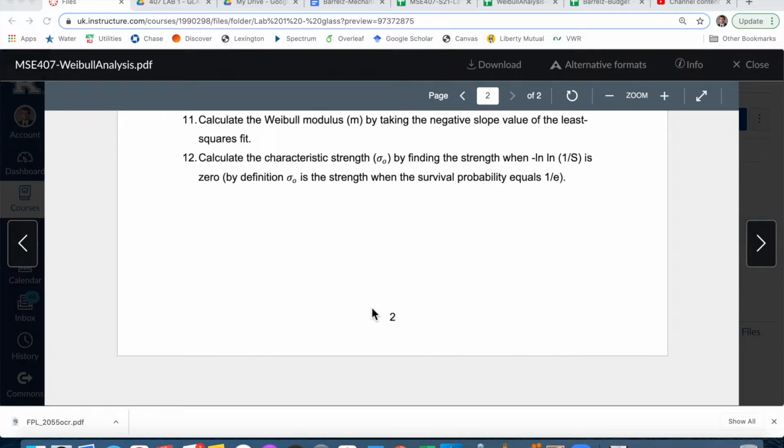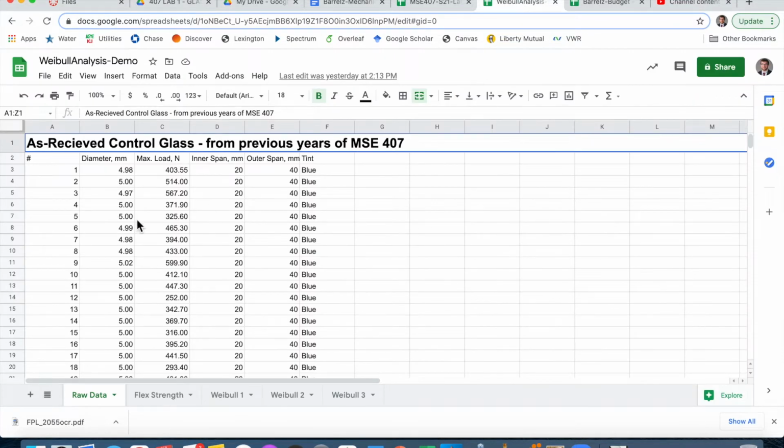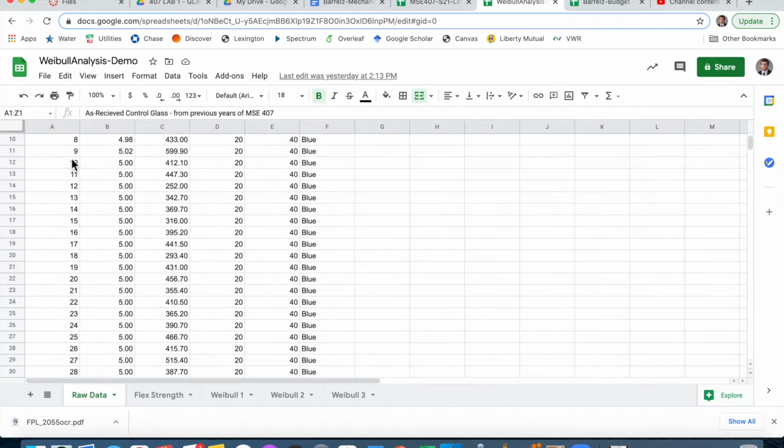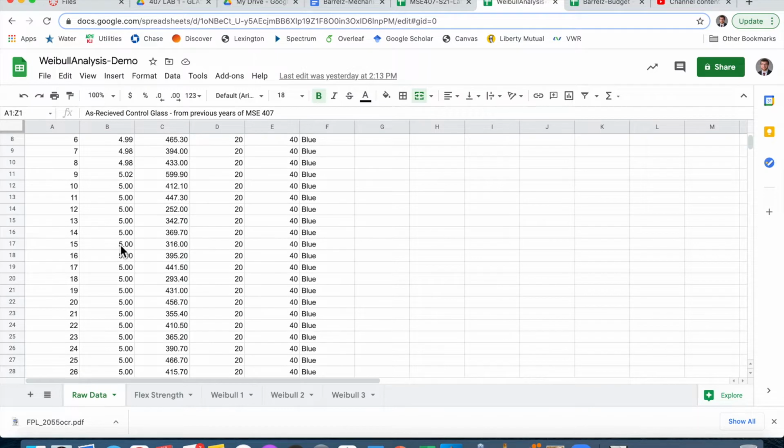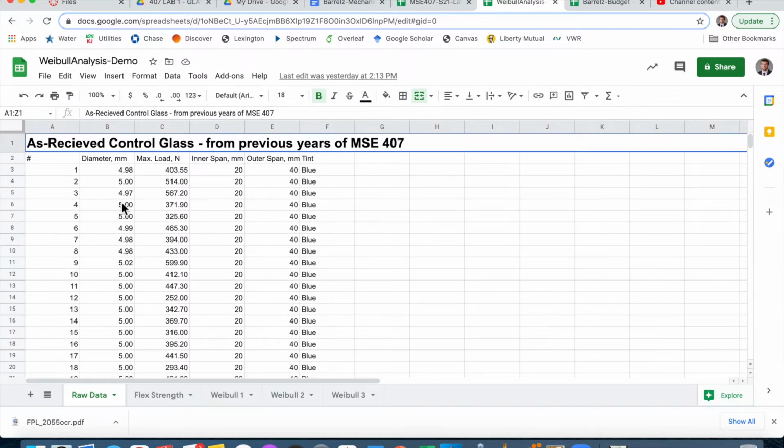So let's go on over to the data that I have for you. On this data sheet, this is the raw data that we're going to use. I've numbered them, so this is just a count, so don't pay too much attention to this. There's also the diameter. You'll notice that most of these are right around 5. If the data didn't give me a value, I assumed 5, so they're all pretty close to that. It gives the max load, which is the force at fracture that the PDF is talking about. And I put the inner and outer spans.